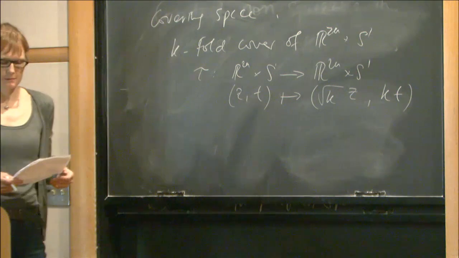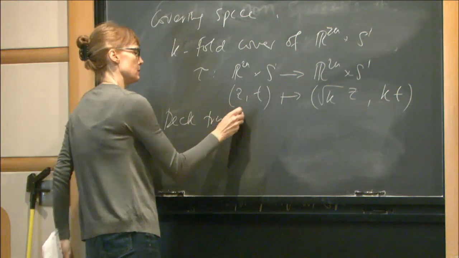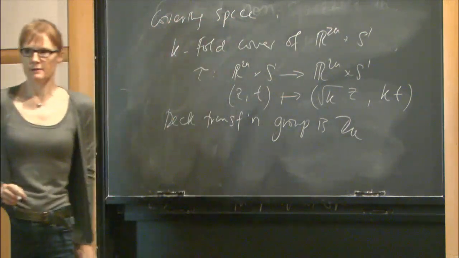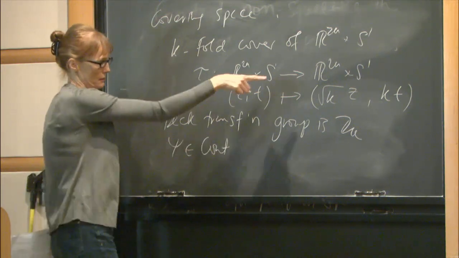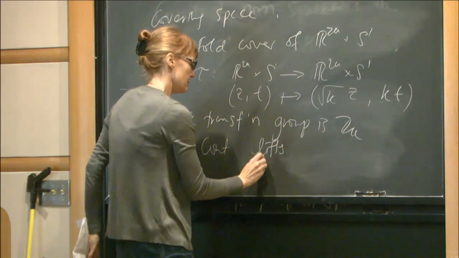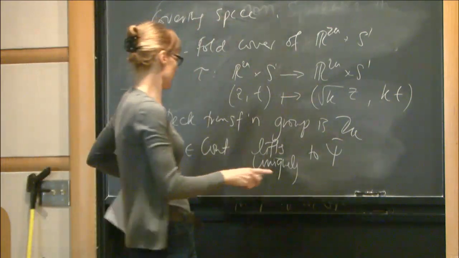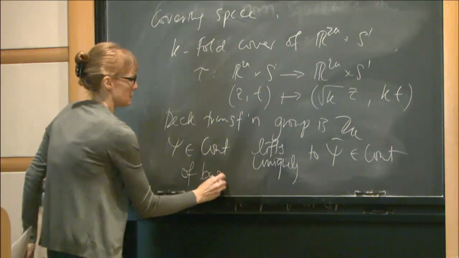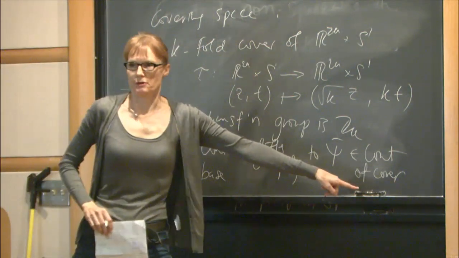So this is a contactomorphism. And the deck transformation group is Z_k. And so if you have a contactomorphism ψ in either Cont or Cont_0 of the base, this lifts uniquely to ψ bar in Cont of the cover. And in particular, this will be Z_k equivariant.